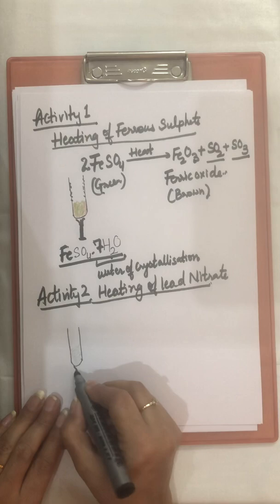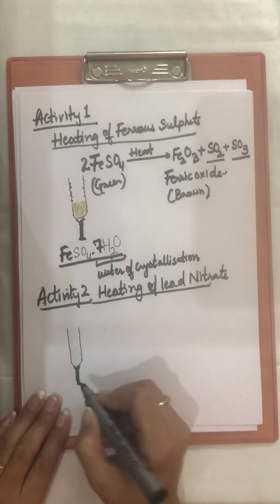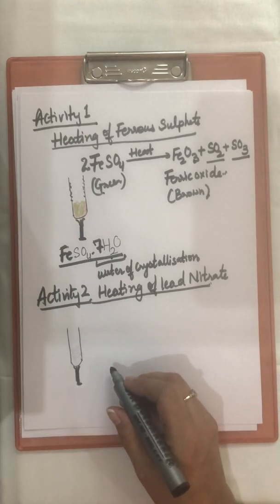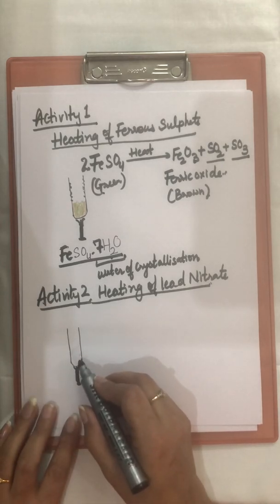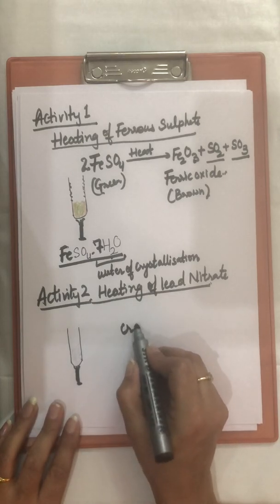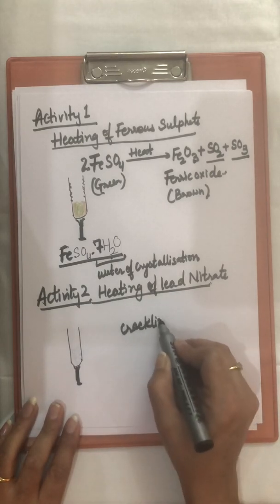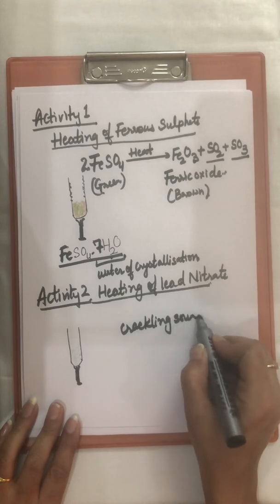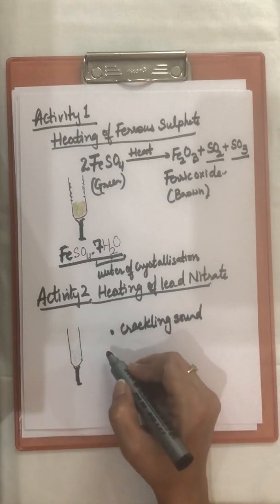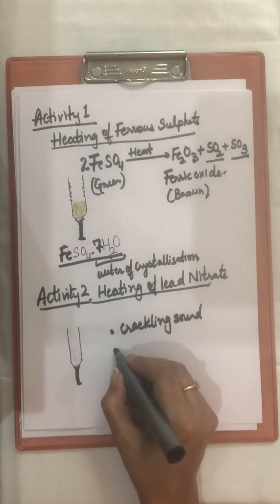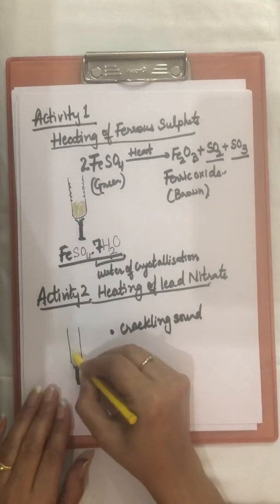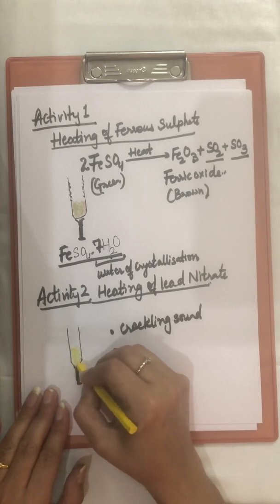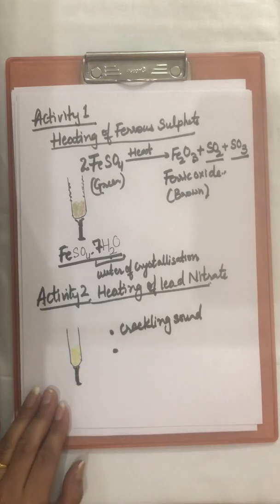We have to heat it and record the observations. The observations are colorless. This lead nitrate on heating gives a crackling sound, like a glass breaking kind of sound. This is the first observation that we will see. Second change is this colorless salt or white salt will start changing to the yellow color. We'll see a yellow color here. A residue is left here which is of yellow color.